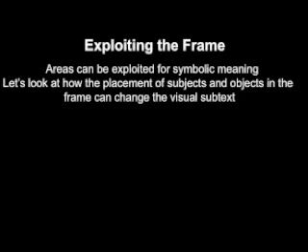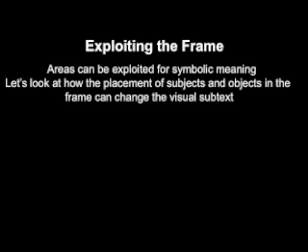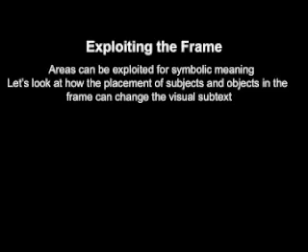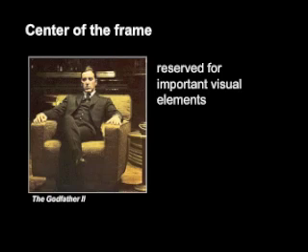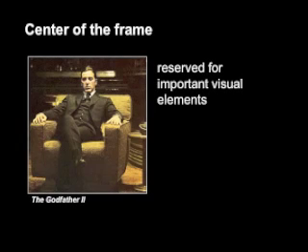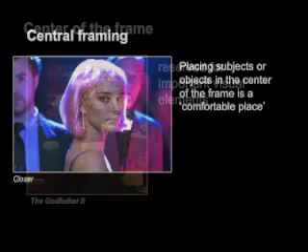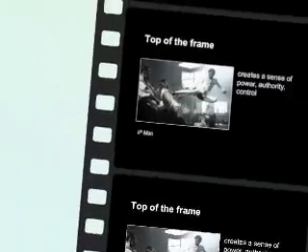Exploiting the frame. Areas of the frame can be exploited for symbolic meaning. Let's look at how placements of subjects and objects within the frame can change the visual subtext. Center of the frame, reserved for important visual elements. Central framing is very common. By placing subjects or objects in the center of the frame, a comfortable place or response is created.